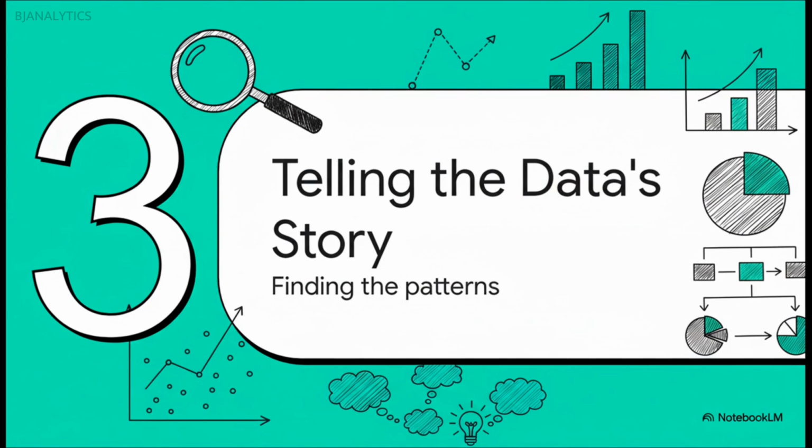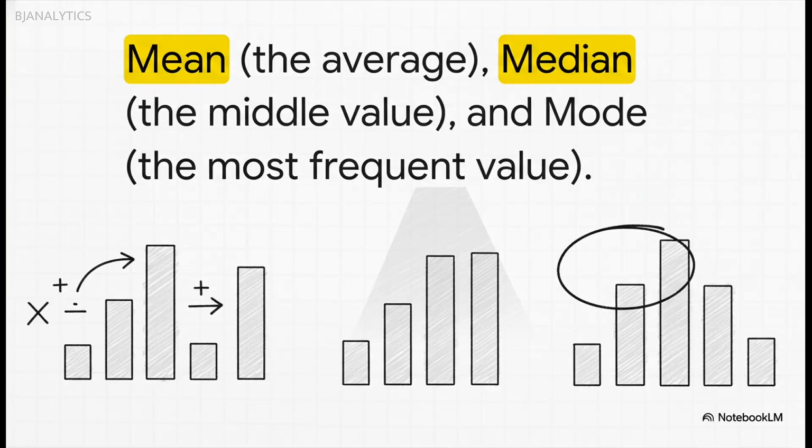So, we've gathered our clues from the field. Now what? Well, this is the exciting part. It's time for telling the data's story. This is where we take all that raw information and start looking for the hidden patterns, the trends, the secrets hiding inside the numbers. And to do that, we have three classic go-to tools. You've probably heard of them. The mean, which is just the good old average, the median, which is the number smack dab in the middle of our data, and the mode, which is simply the value that shows up most often.